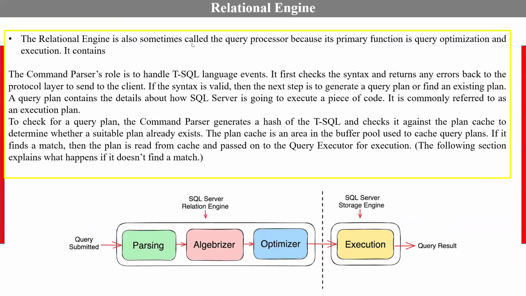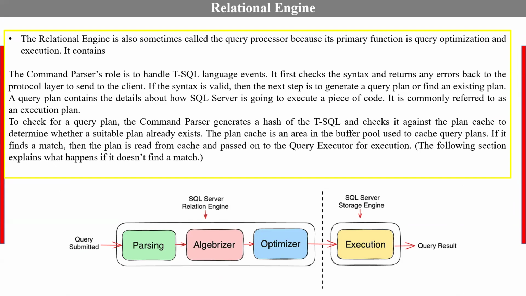See, the database engine is the main one, doing your entire processing, everything. But the relational engine will process only queries. The relational engine is sometimes called the query processor, because its primary function is query optimization and execution. In the relational engine, there is no data. Please just keep it in mind. There is no data.